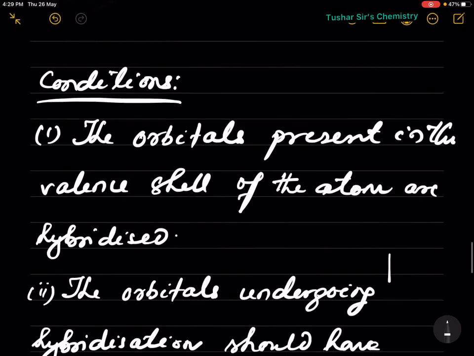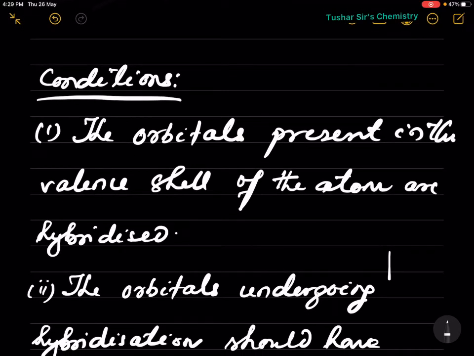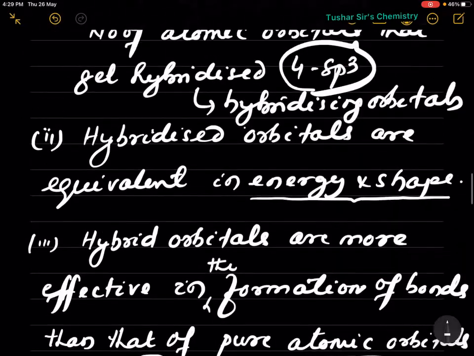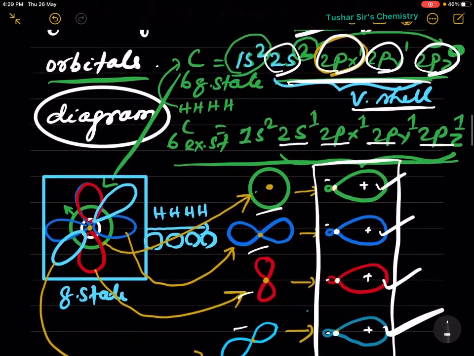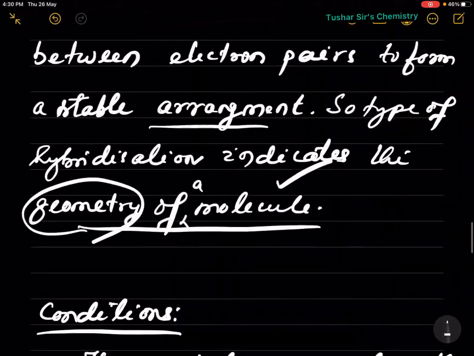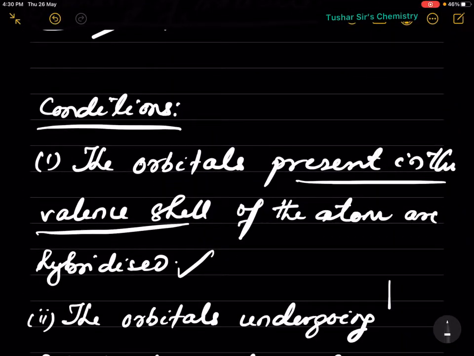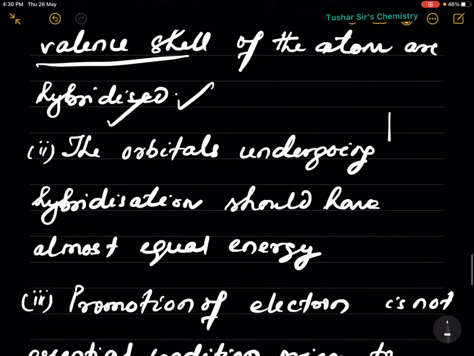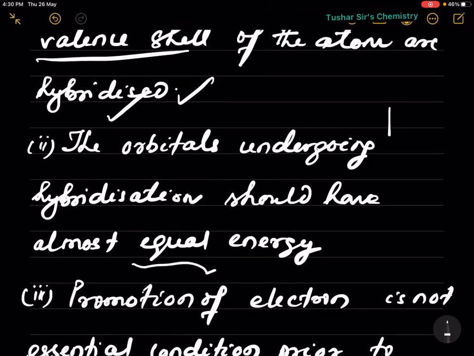Conditions. The orbitals present in the valence shell of the atoms are hybridized. The orbitals present in the valence shell take part in hybridization. The orbitals undergoing hybridization should have almost equal energy. So 2s and 2p have nearly the same energy.